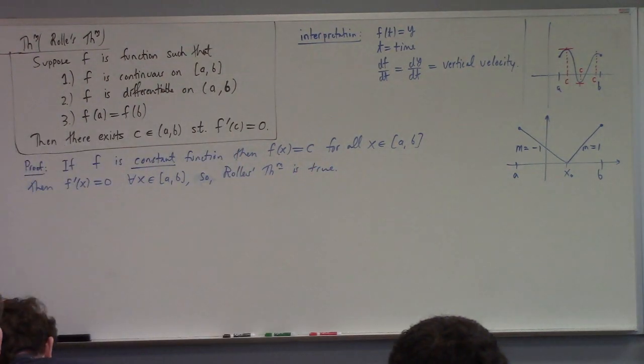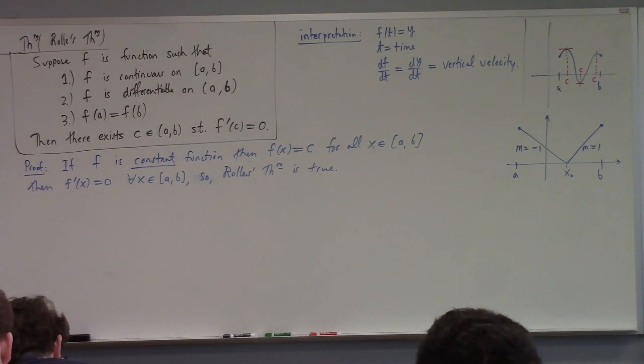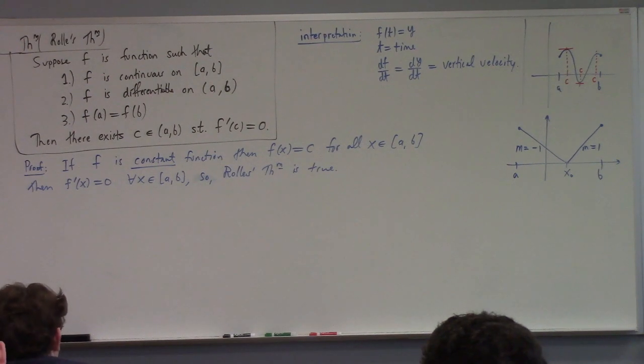In the case that the function was constant, we trivially satisfy this. It's the best of all possible scenarios. Every single point between a and b gives you a critical point. Another way of saying Rolle's theorem is that if f of a is equal to f of b, and the function's differentiable between a and b, there exists a critical point, a place with derivative 0.